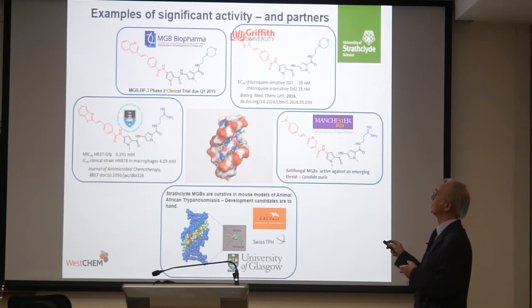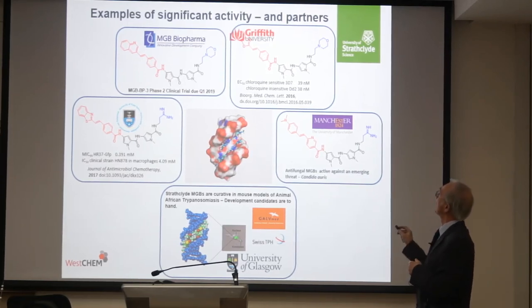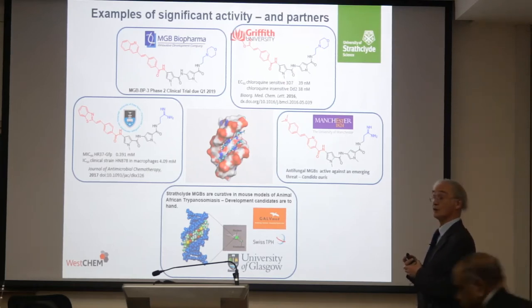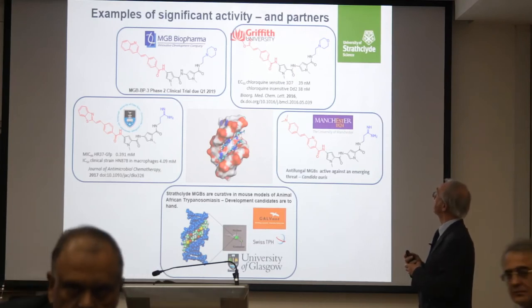The first, at the top left here, is with our partner company, MGB Biopharma. And this molecule, known as BP3, has gone into a phase 2 clinical trial just this month. Here we have a related compound, but different both at the head and the tail group. And this compound has been selected as one that is active in a screen against Mycobacterium tuberculosis, working in partnership with the University of Cape Town in South Africa. Up here, yet another compound with a different head group but the same tail group as BP3, we have a molecule that is active against chloroquine-resistant strains of Plasmodia.